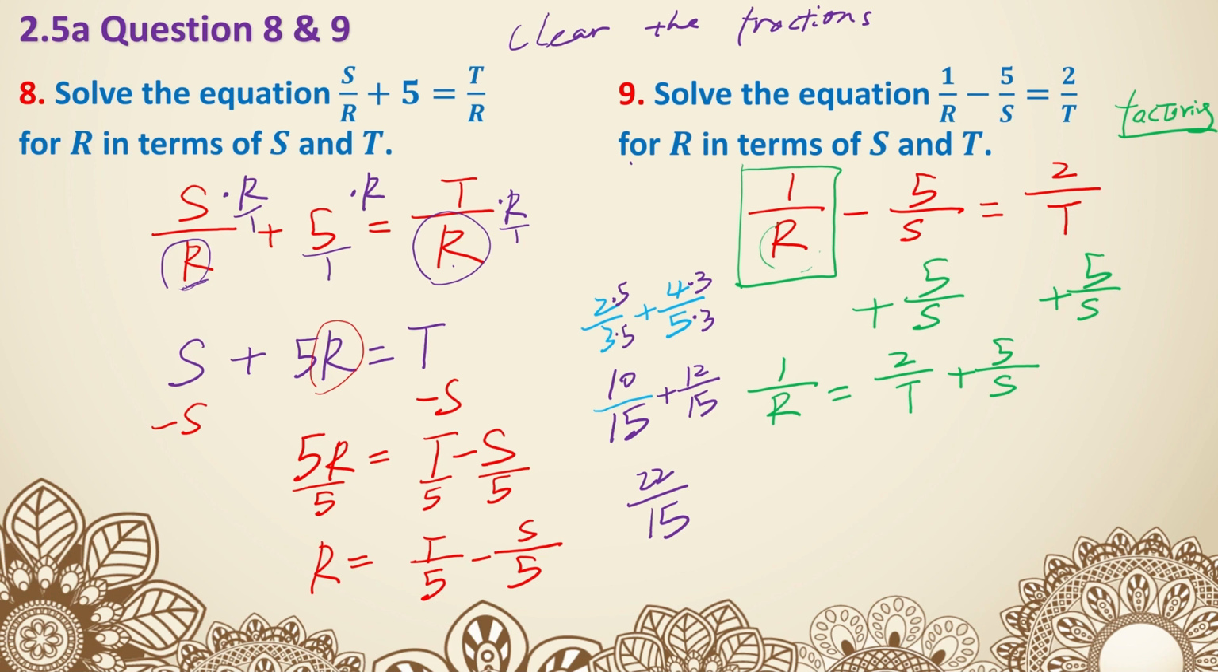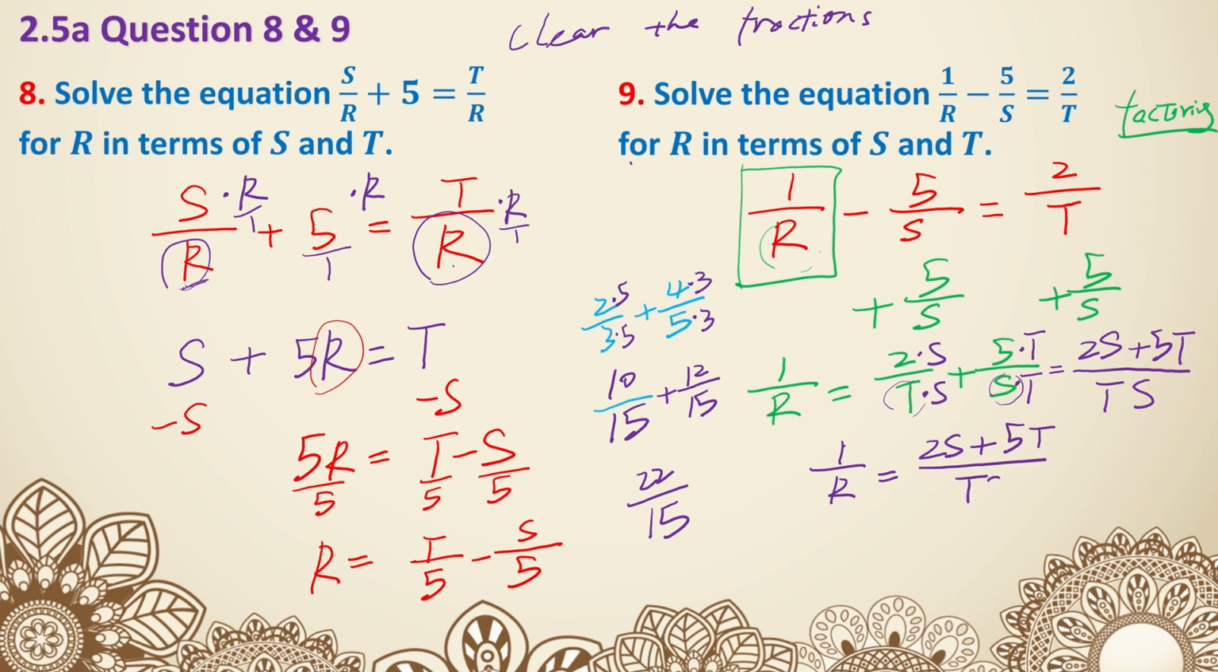Okay, so for this, even though they're letters, they still work the same way. We have a denominator of t, and the other denominator is s. So the common denominator is ts. In order to get the t to ts, you need to multiply the top and the bottom by an s. And that means we have 2s on the top. In order to get the s to ts, I need to multiply the top and the bottom by a t. So that gives me 5t. Okay, so again, let me copy it down. 1 over r equals 2s plus 5t over ts.